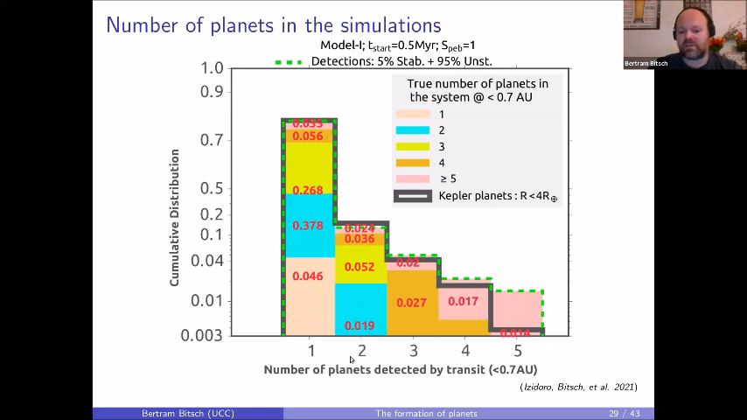And the same story is true if you have a look at systems where we have 2 transiting planets, then our simulations would actually predict that the majority of these systems should actually have 3 or more planets, so that there are hidden planets within these transit observations.